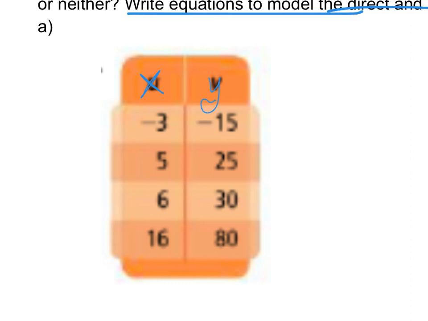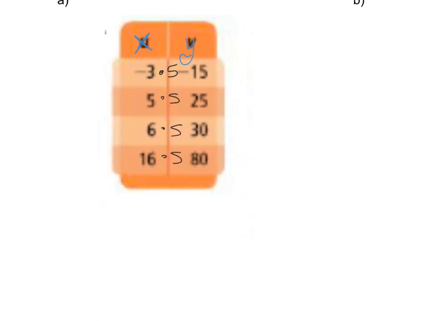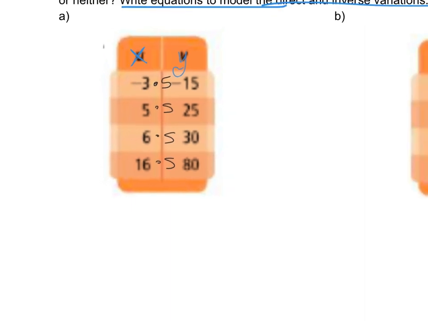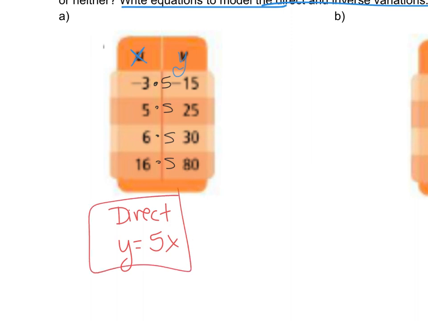Okay, so do you see anything that's happening consistently to x that gives you y? What I see is it's being multiplied by 5 each time, right? And all of the times. So the function rule, which is what they want, or first of all, is this direct or inverse? It is direct. And let's write their function rule. It would be y equals 5x. Okay, and that's it.